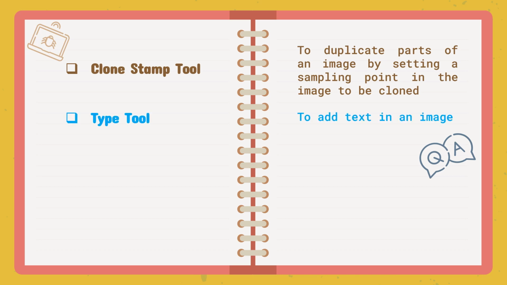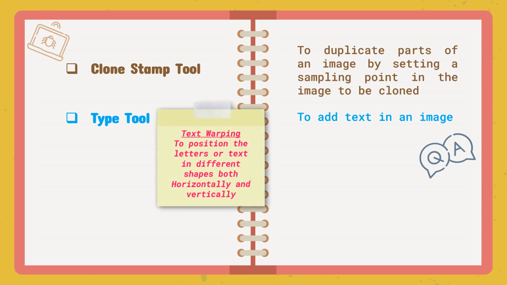Type tool, simple, it is used to add text to an image. But one point related to the type tool is text wrapping. This means to position the letters or text in different shapes, both horizontally and vertically. That means you can give some effects, wavy effects, or to give some fish eye effect, or to give some curves to the text. You can give those effects by using the text wrapping option.